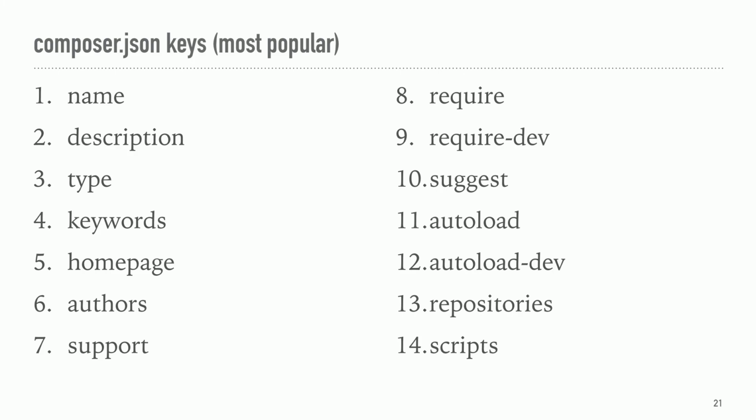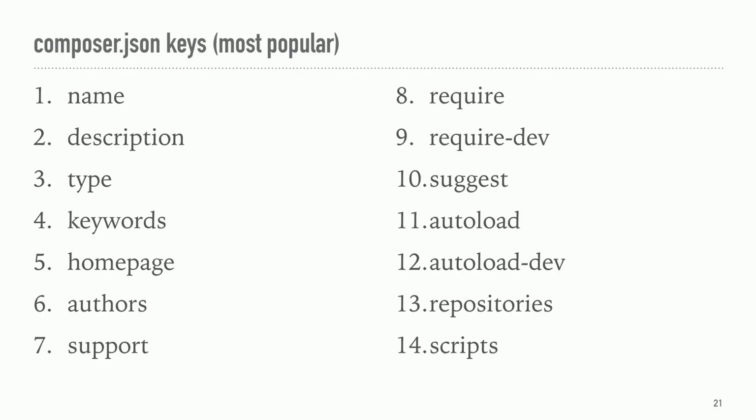We have suggest, for example, if we are providing a library that may work with another library, we can say, okay, we suggest to install this other library. Autoload is going to be providing a way for our development, either if it is a project or library, to have a way to be auto-loaded when it is required. Autoload-dev is for the libraries that we would have in require-dev.